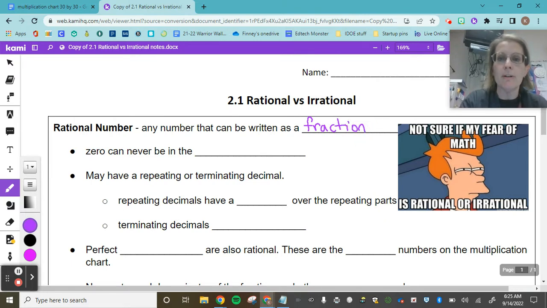So whole numbers can be written as a fraction. If you had the number 2, we could put it as 2 over 1. Most decimals can be written as a fraction. But the problem there is that, like we talked a little bit about in Unit 1, 0 can never be in the denominator.